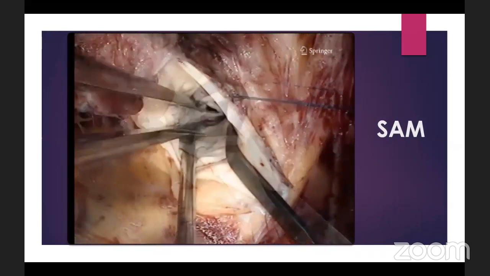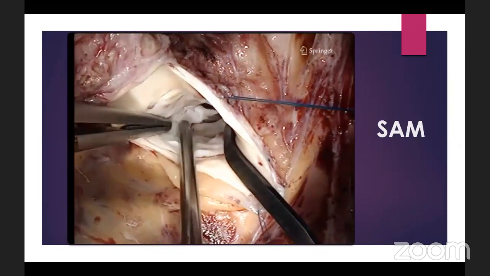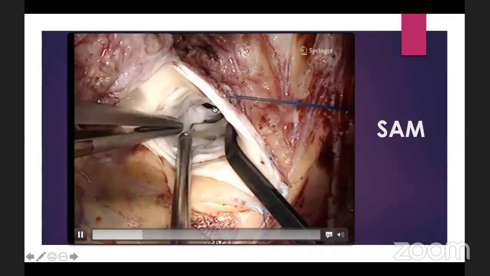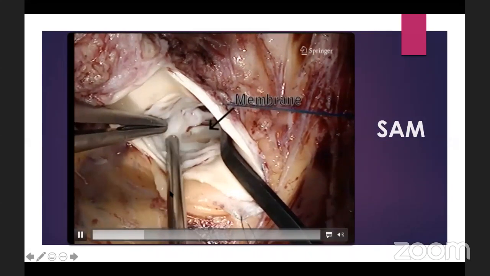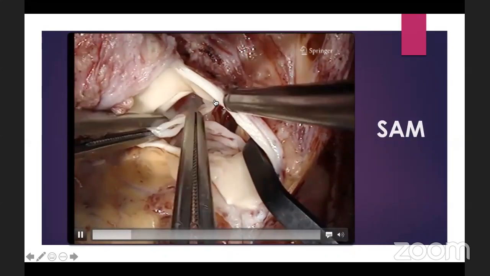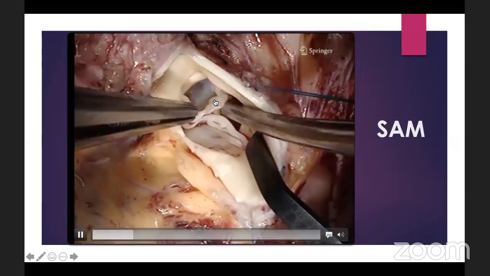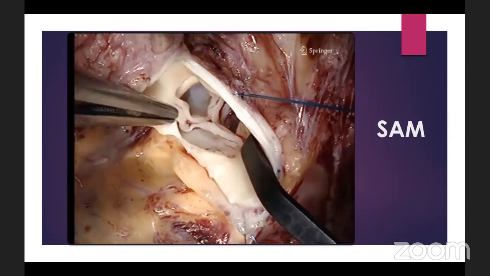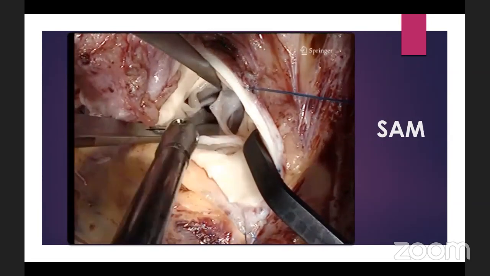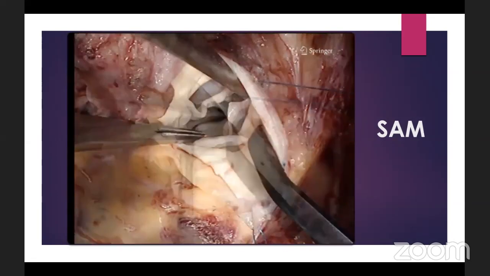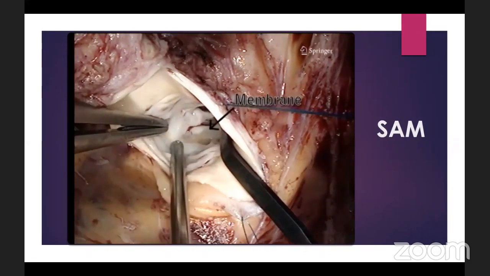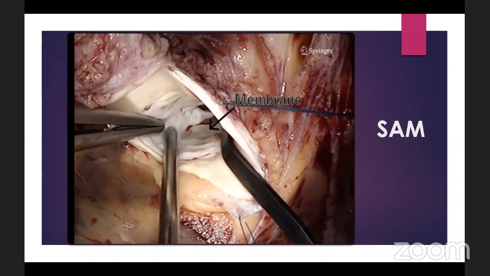And in between the right and left there, sorry, I'll go back. If you look in this area here now, in this area, you will see the membrane once the leaflets are open. This white ring is the membrane. So now the leaflets are retracted and the membrane is identified.